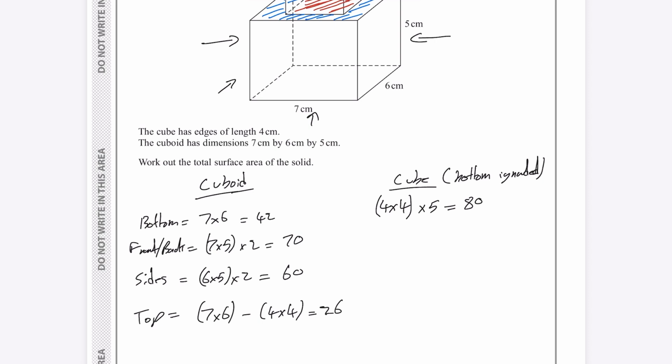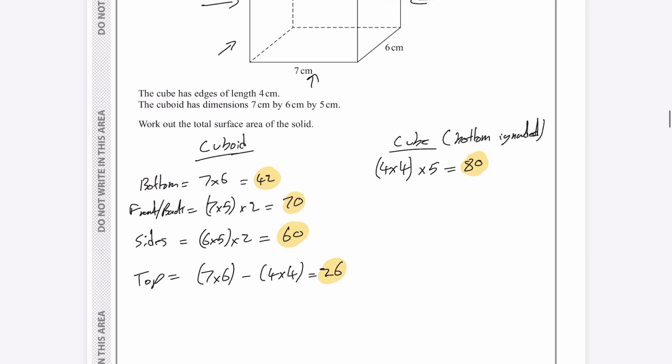And then finally, we're going to add all these values together. And when you add all these numbers together, you end up with 278. So that's going to be 42 plus 70 plus 60 plus 26 plus 80.